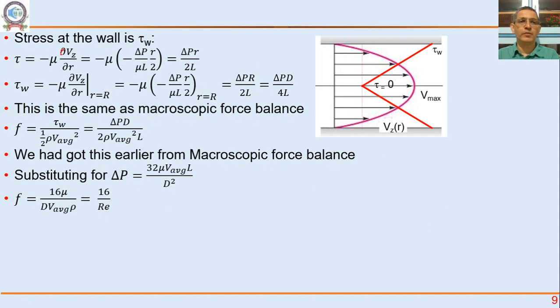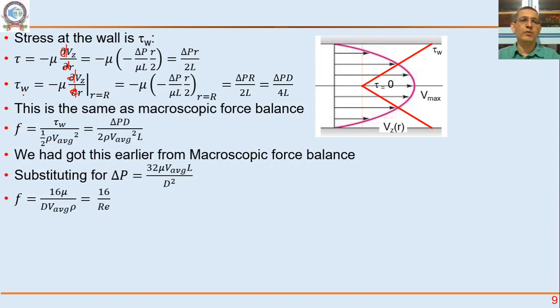Oops, this should also be total d, not delta, d. Okay. Yeah, mu dvz by dr. So mu times minus delta p r by mu l by 2. Cancel this minus, cancel this mu, it is delta p r by 2l.